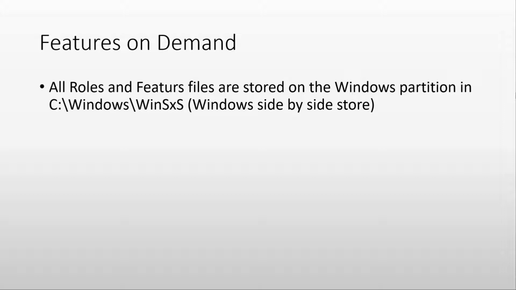Every role or feature in Windows actually has its binaries in C:\Windows\WinSXS, the Windows side-by-side store. So when you install Windows, even though you don't have, for example, DNS installed, you do have the DNS binaries on your hard drive. And when you install DNS, it installs it from this folder.